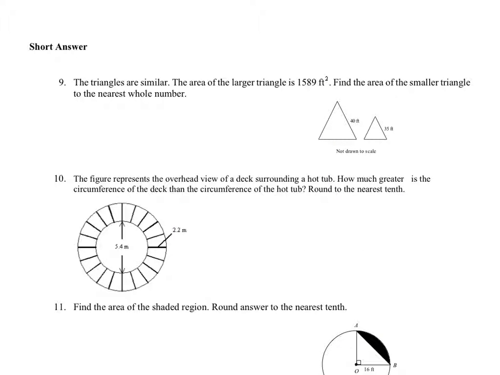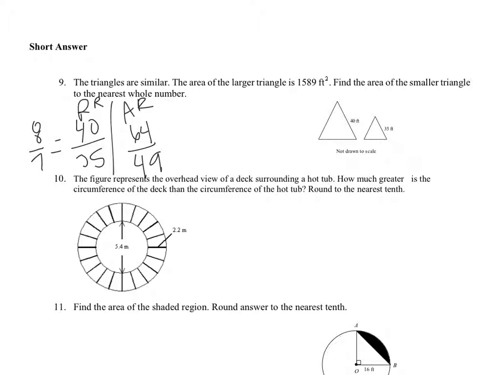The first one is talking about ratios. So my perimeter ratio, area ratio. I have 40 over 35. If I simplify that, that's 8 over 7. Area ratio is two-dimensional, so I square it. So 64 over 49. And it's saying that my larger triangle, you always have to be careful to read, it's not always the same.